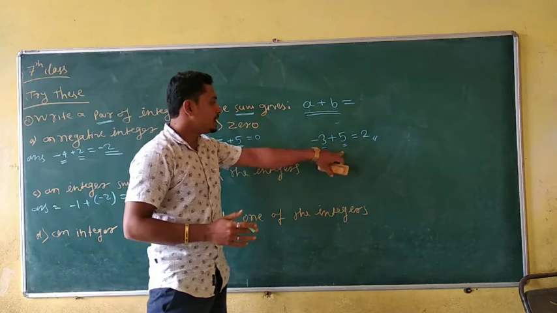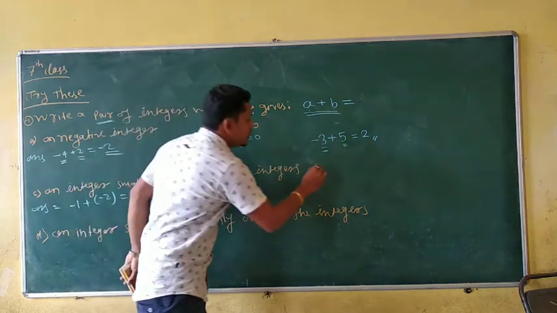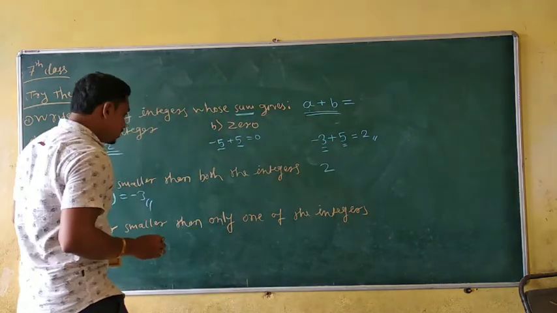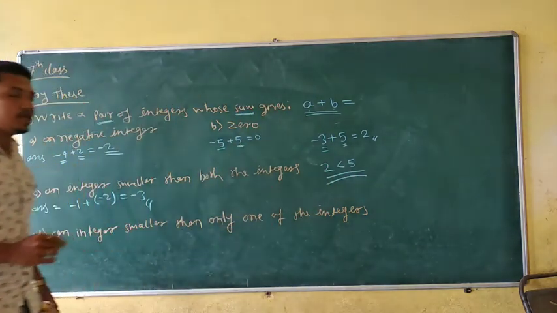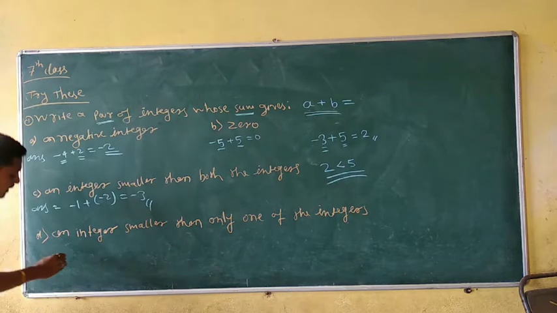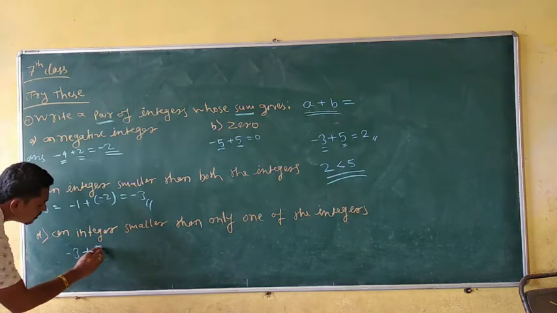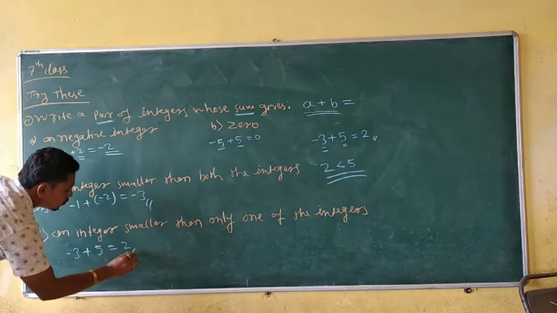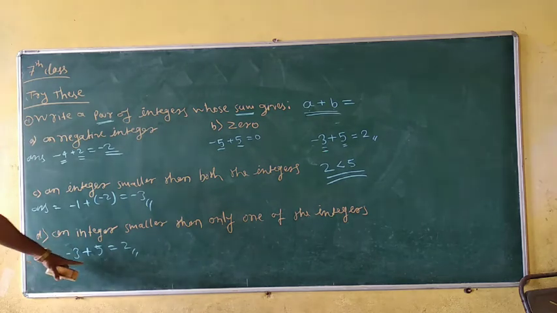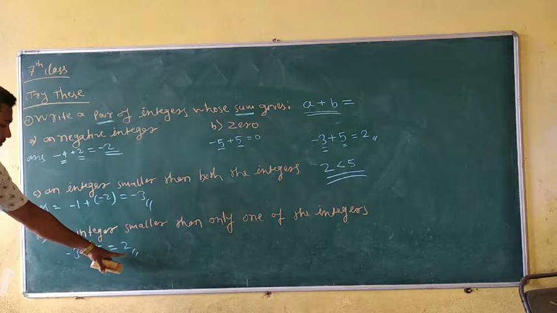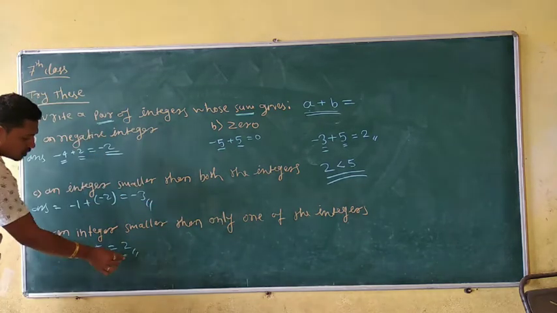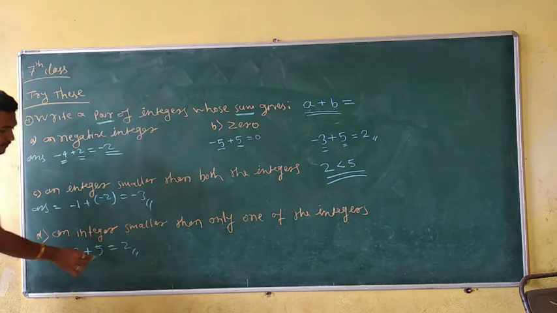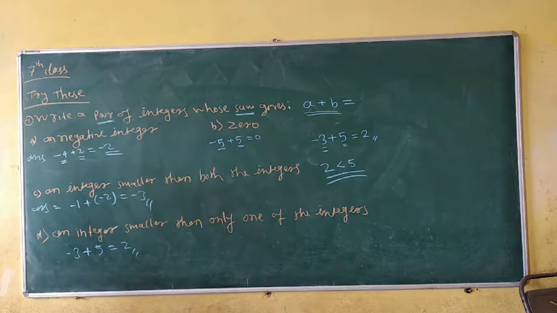Okay, the sum of two integers gives 2, which means 2 is smaller than 5. Is it right? So your integers are minus 3 and 5, since minus 3 plus 5 gives rise to 2. It gives 2, so 2 is smaller than only one of the integers. So 2 is smaller than 5. Is it right? So this is your answer.